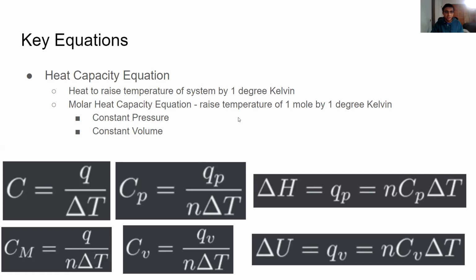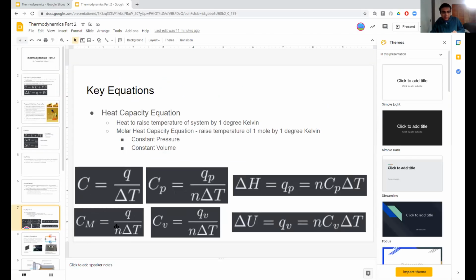So next we have a few key equations. We'll take it a little bit slow with these equations. First, let's talk about the heat capacity equation. C right here is the heat needed to raise the temperature of the system by 1 degree Kelvin, so it's defined to be Q over delta T. Below it is the molar heat capacity equation, C sub m equals Q divided by N delta T.